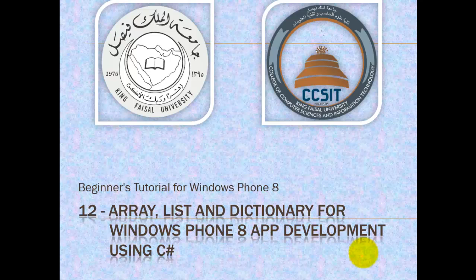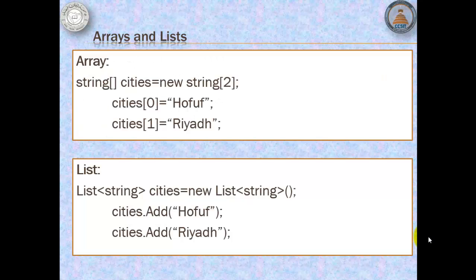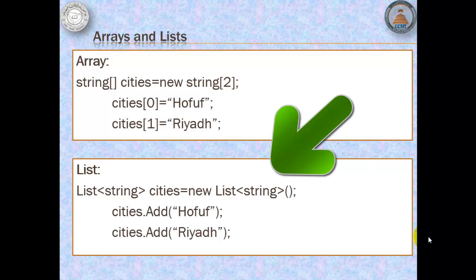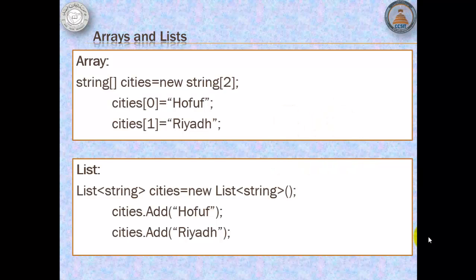This is part 12 in the series entitled Array, List, and Dictionary for Windows Phone 8 app development using C#. Here is an example of declaring an array of two elements and how these elements are added using an index that starts with 0. Below is an example of declaring a list and how to add elements to it. From this example alone, you can already see the restriction in an array and the dynamic size of a list.